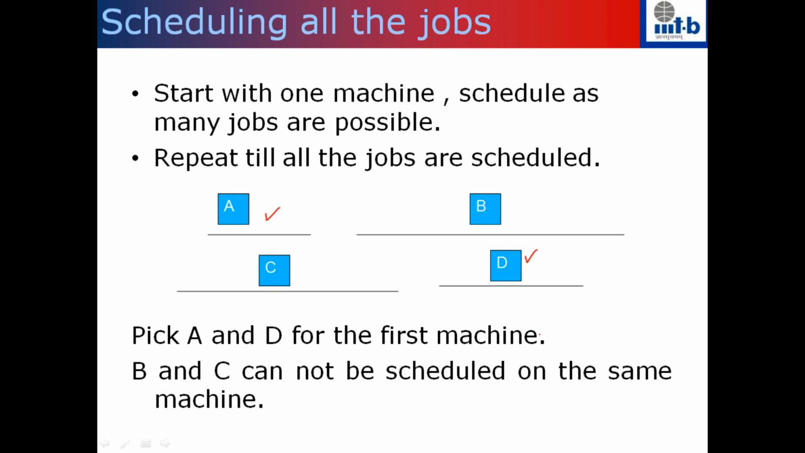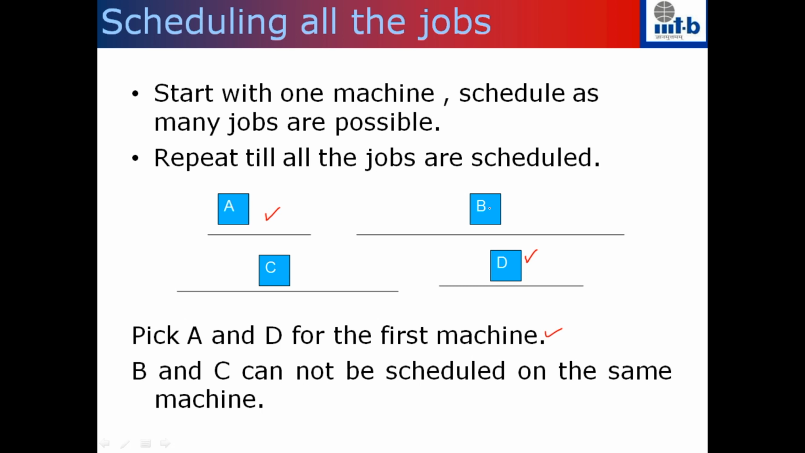So if you pick one machine and ask what jobs I need to pick, we will end up picking A and D. Notice that once you pick A and D in the first machine, C and B cannot be there. If you repeat this algorithm for the second machine, you will end up putting C there because that's the first one to finish. After that, B conflicts with C, so you can't pick it. So in the third machine, you will process B.